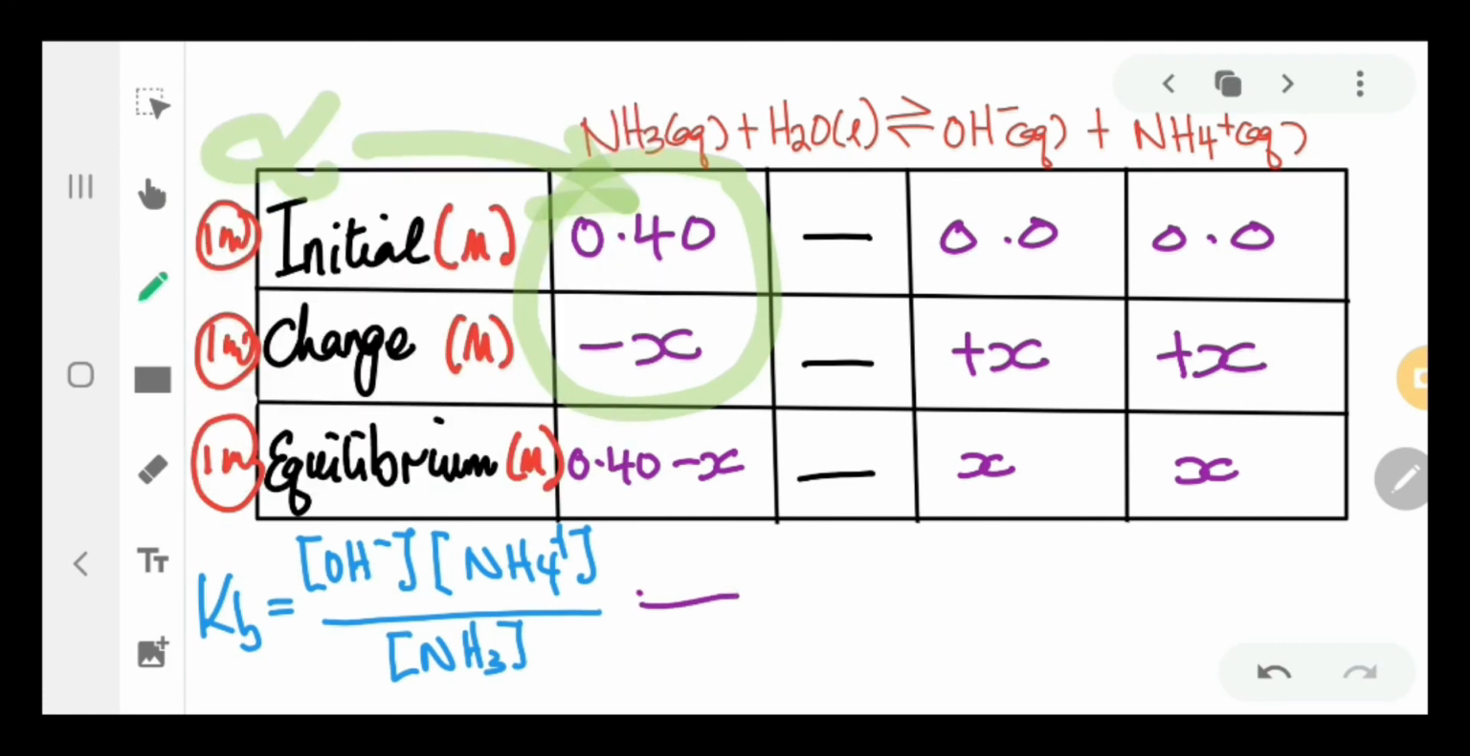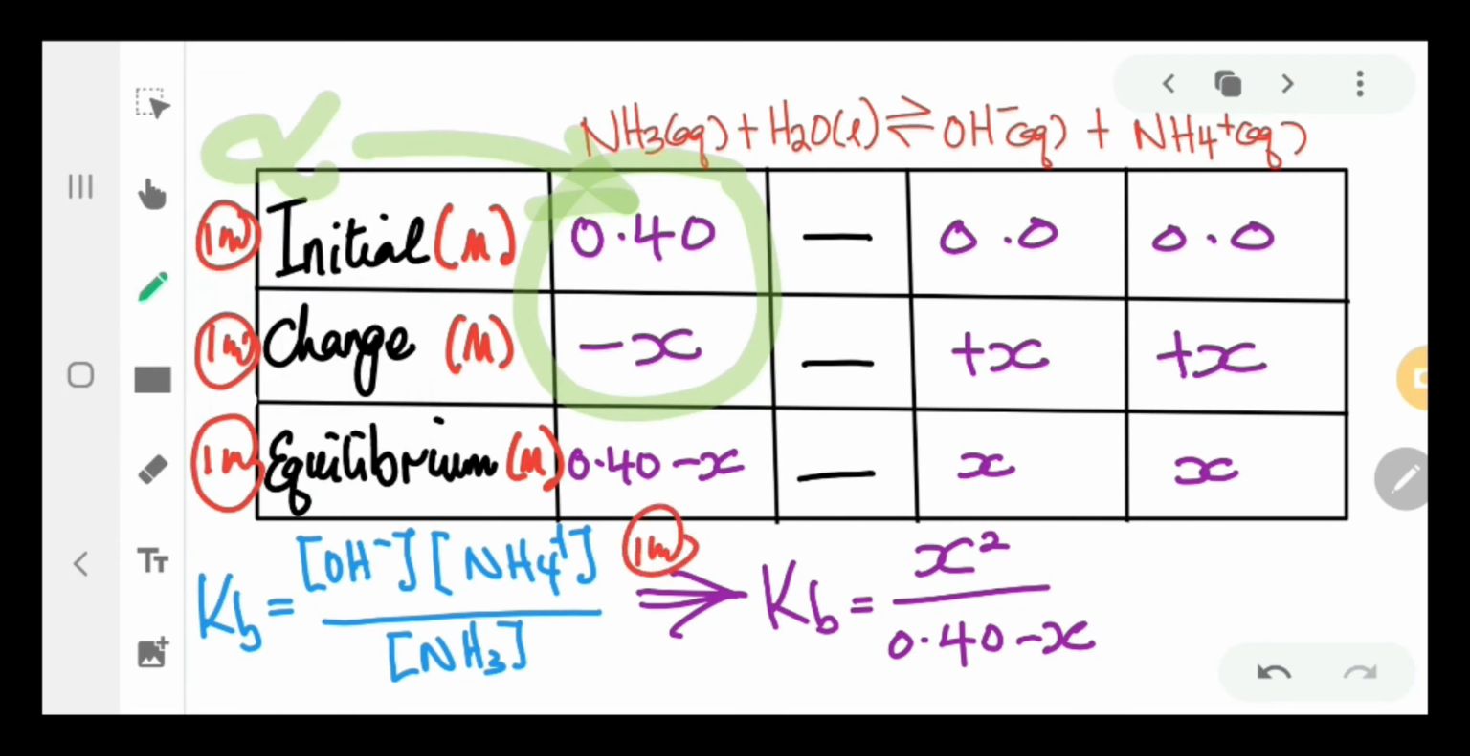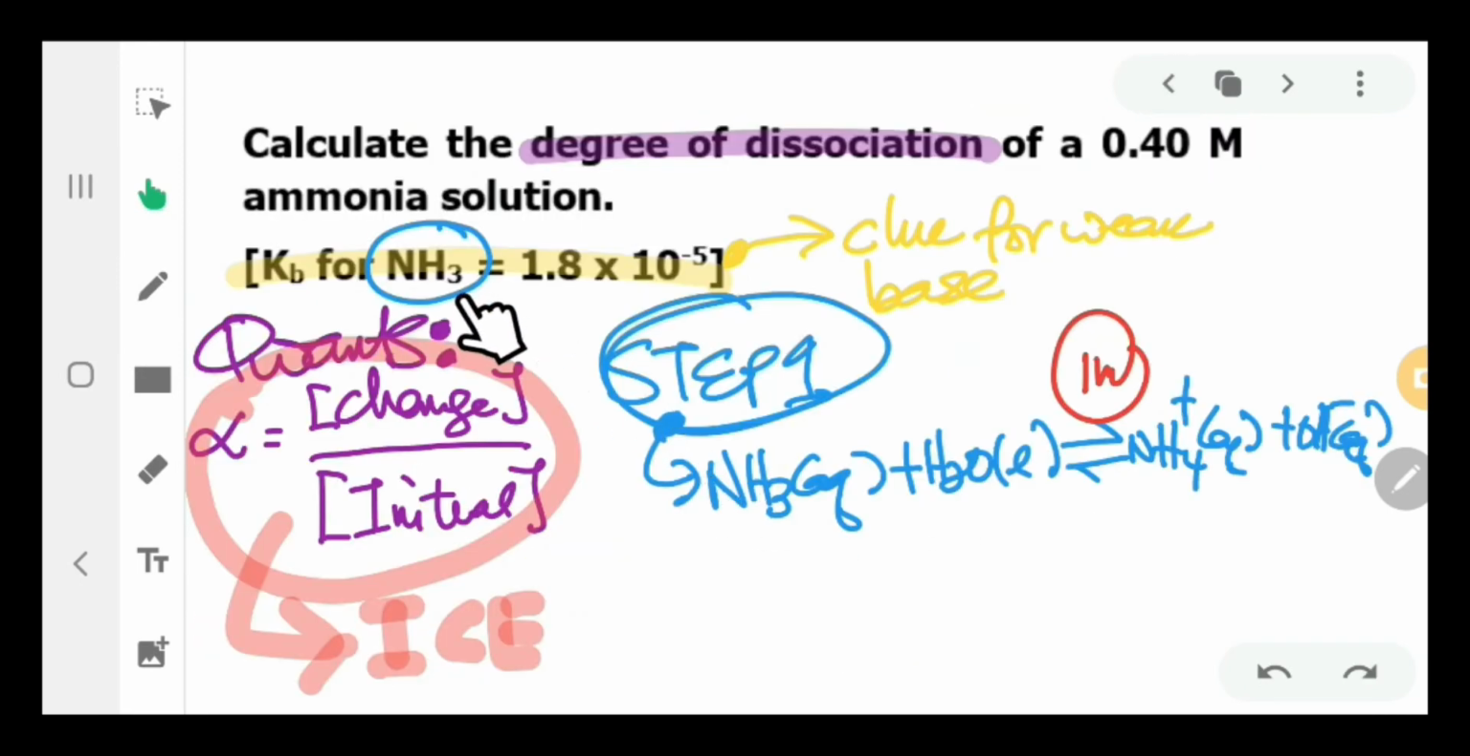you should be getting a KB value that will look like this now: X squared over 0.40 minus X. So by writing this, you get another 1 mark. We have the value of KB given, so we're going to plug in the value of KB right here. The value of KB is 1.8 times 10 to the power of negative 5. And yes, we will do some assumption.